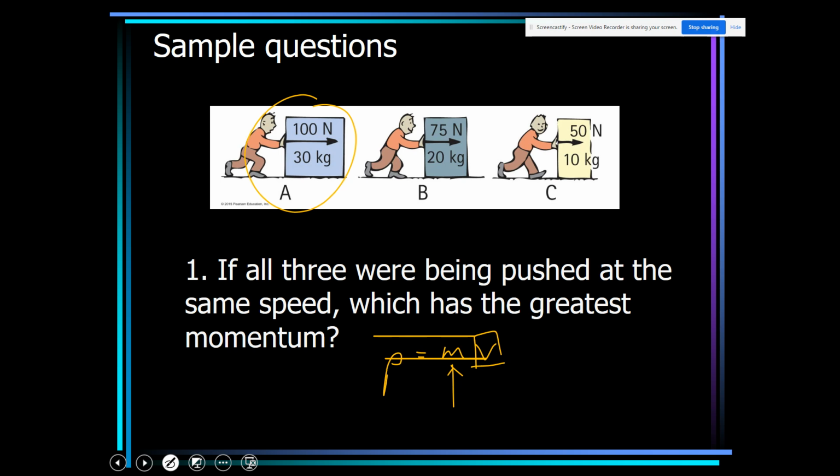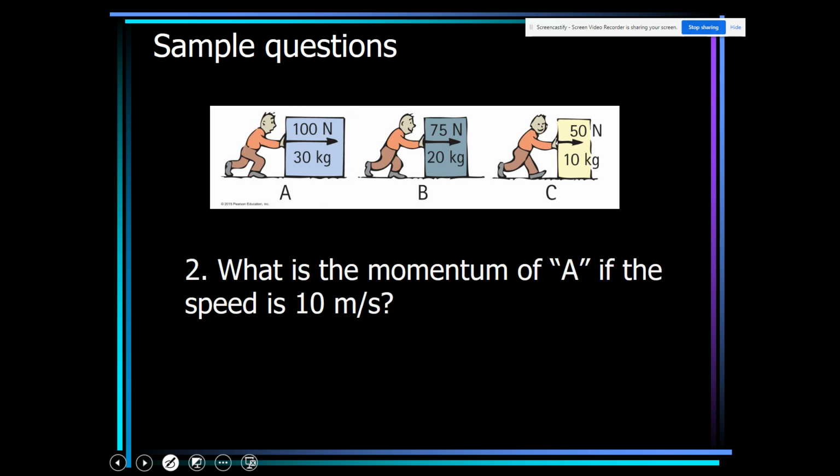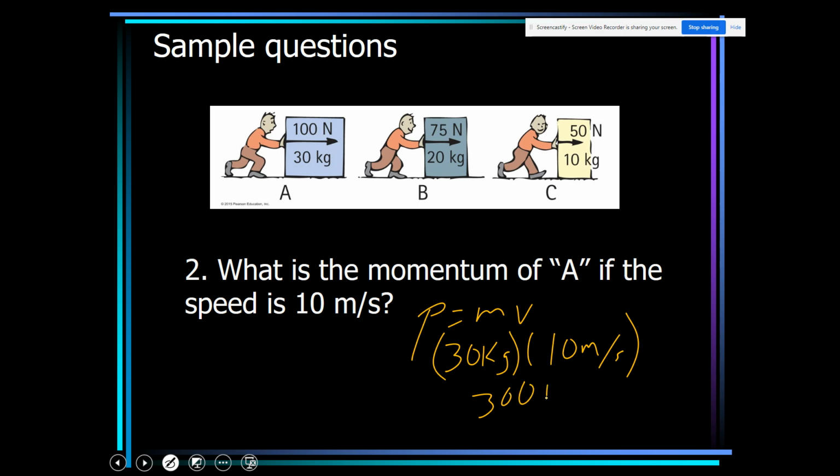Let's take a look at sample question number 2. What is the momentum of A? Well, we need the momentum formula, just like this. So what is the momentum of A if the speed is 10? Well, we have to get that mass and multiply it by the velocity. And what do we get? 30 times 10, that's 300. And remember, the units are kilograms meters per second.